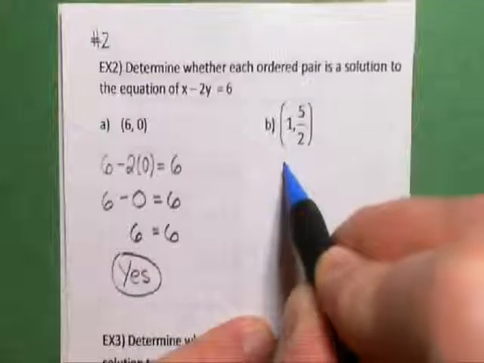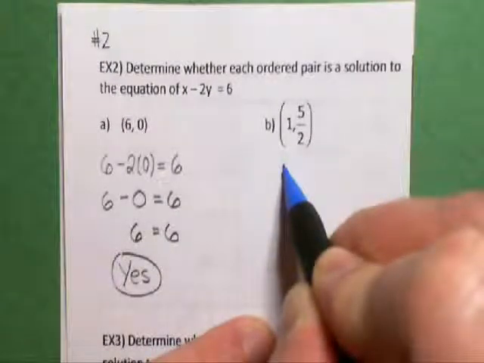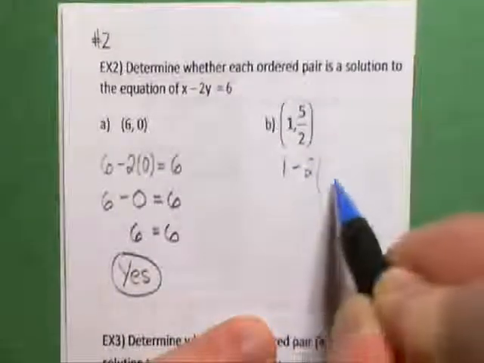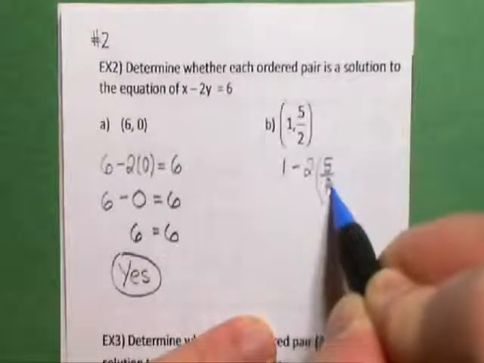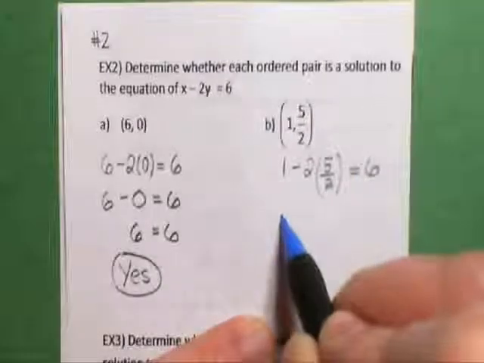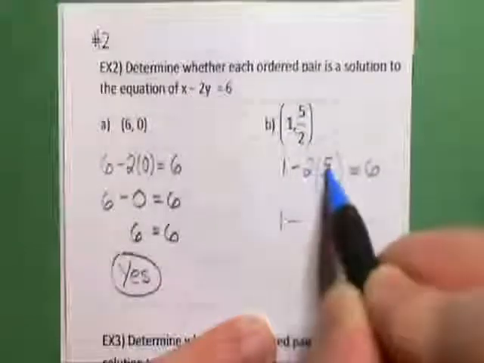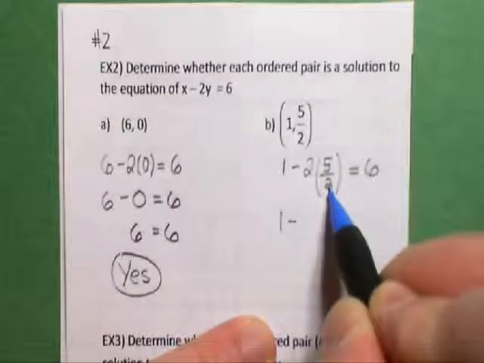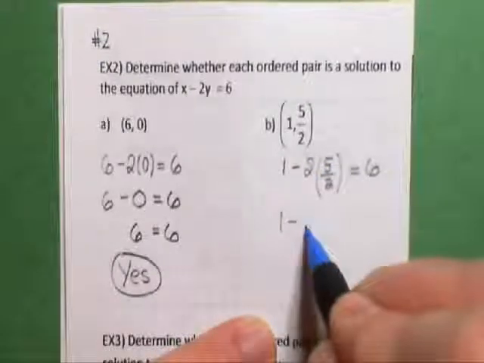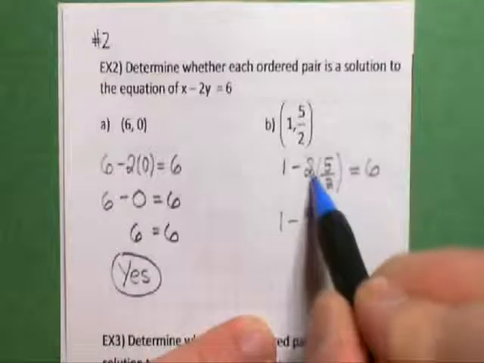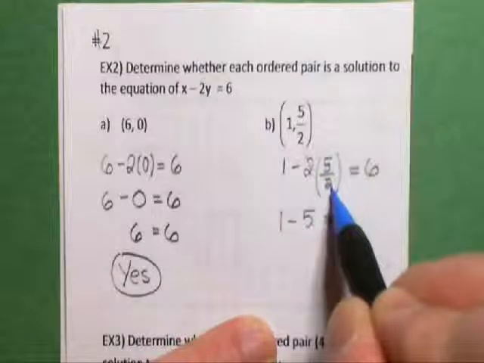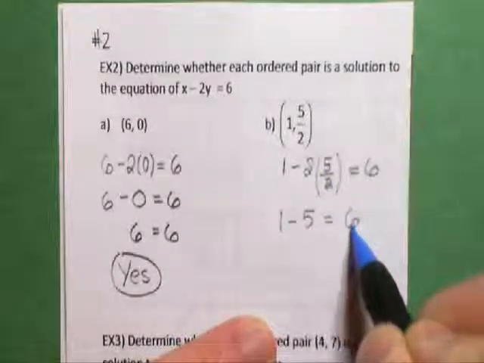We're going to do the same process. We're going to substitute the value of x, which in this case is 1, and minus 2 times the y value, which is 5 over 2. And the question is, does it equal 6? So let's do this. 2 times 5 is 10. 10 divided by 2 is 5. Another way to look at it is the 2 cancels with the 2, you're only left with the 5. So there's two ways of looking at this. 2 times 5 is 10, divided by 2 is 5, or you can just say the 2 cancels, you're left with a 5. Alright, very well.